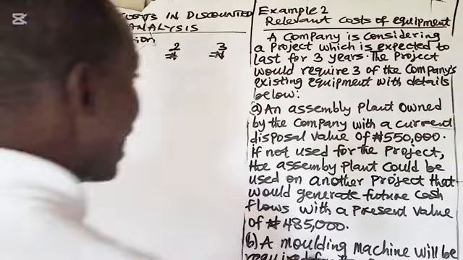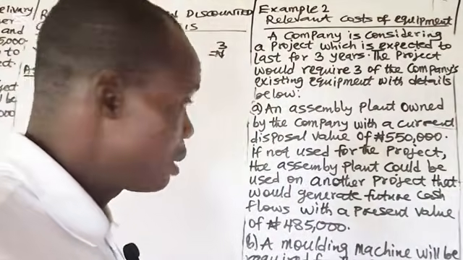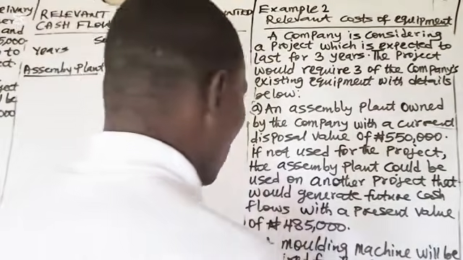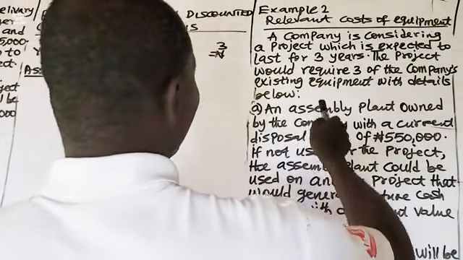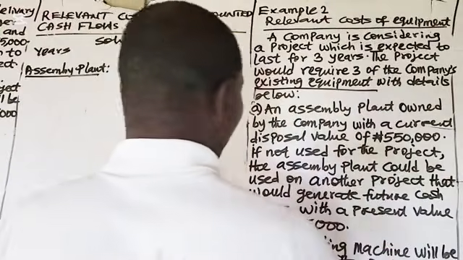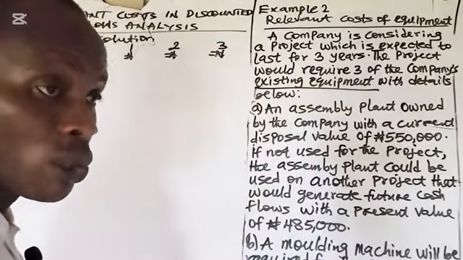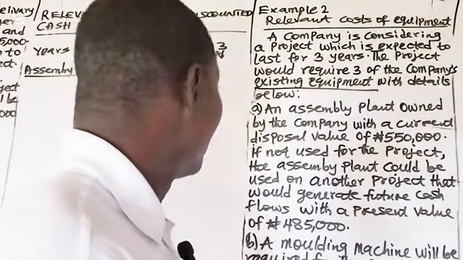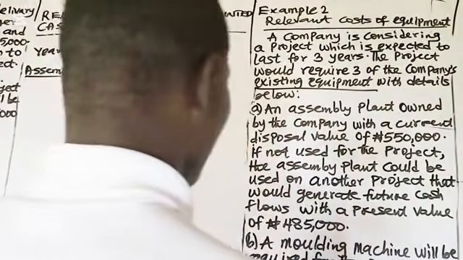An assembly plant owned by the company. This is an existing plant and equipment since it is owned by the company. Besides, at the beginning of the question, company's existing equipment. So you were told all these equipment were owned by the company. So there is no bought-in. I've told you where you have a bought-in equipment, the relevant cost is the current purchase cost of that bought-in equipment.